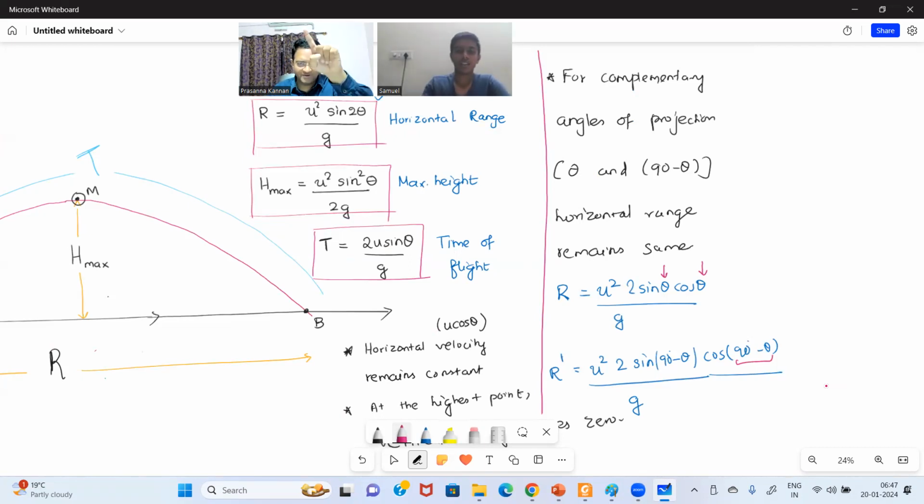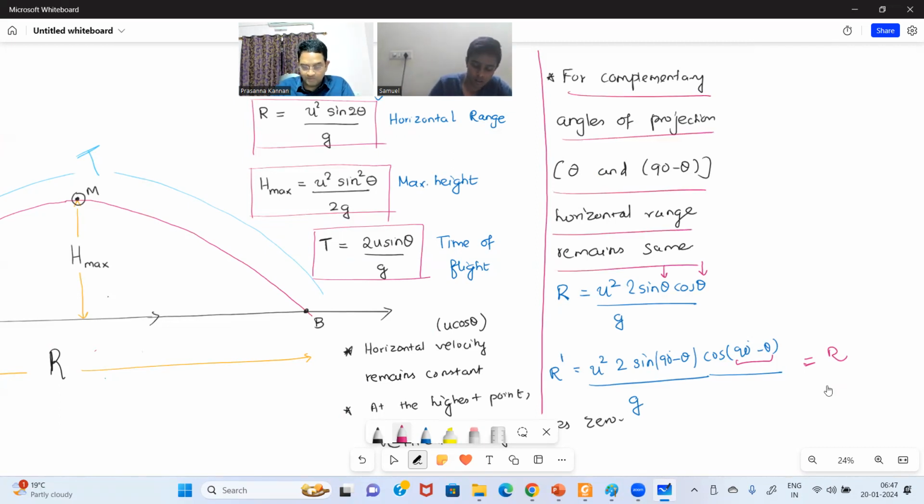Product was sine theta into cos theta. Now it becomes cos theta into sine theta, which is same as sine theta into cos theta. So what does R dash become? U square 2 sin theta cos theta, or 2 cos theta sin theta by g. Which is same, right? Is there any difference? No. So the value will be same. That's the meaning of the statement: for complementary angles of projection, horizontal range remains constant.